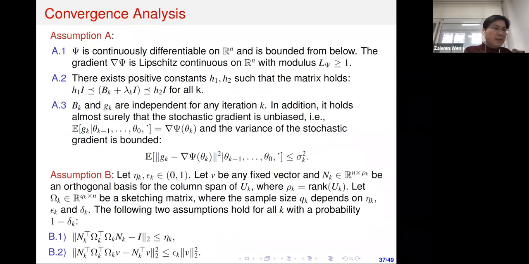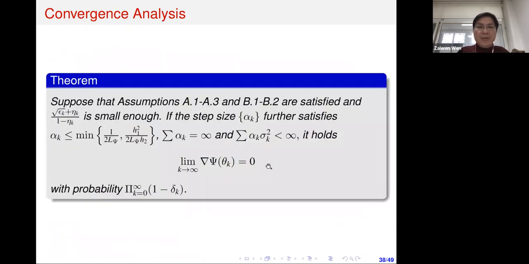So we have a convergence analysis. Similarly, the stochastic gradient is unbiased, and the variance is bounded. For the sketching matrices, we assume those two assumptions are satisfied. Of course, those two assumptions are satisfied with high probability in certain cases. Therefore, once again we can prove convergence of the gradient with high probability.